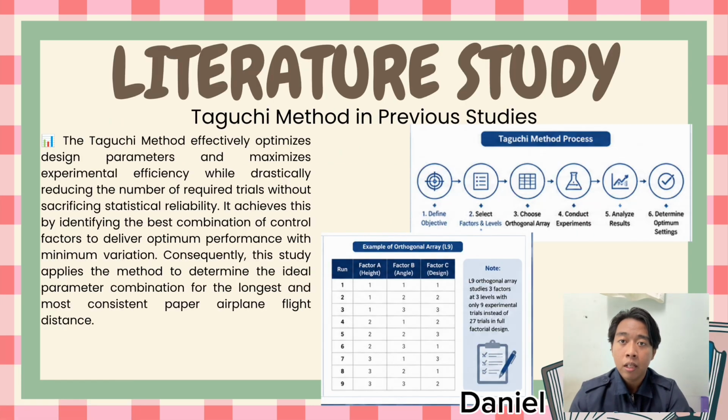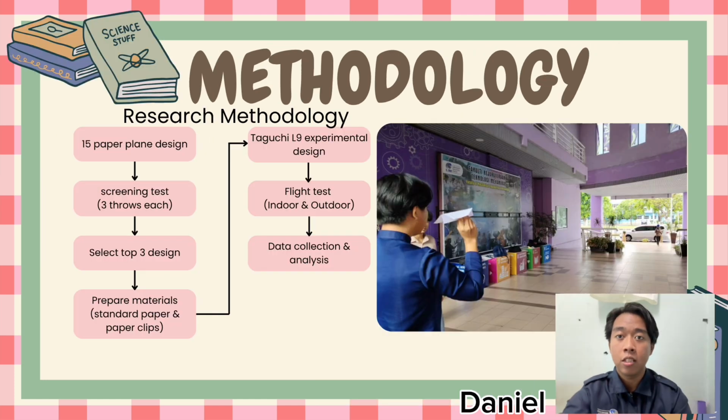So the Taguchi method effectively optimizes design parameters and maximizes experimental efficiency while drastically reducing the number of required trials without sacrificing statistical reliability. It achieves this by identifying the best combination of control factors to deliver optimum performance with minimum variation. Consequently, this study applies the method to determine the ideal parameter combination for the longest and most consistent paper airplane flight distance.